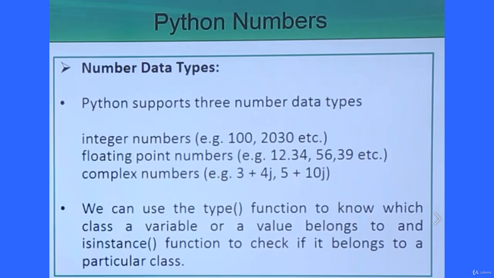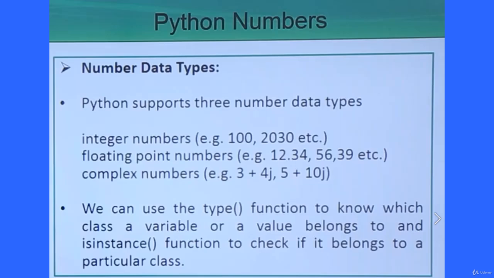Python numbers. We have different types of numbers we can represent in Python, and we shall be discussing them. Number data types: Python supports three number data types. The first one is the integer, for example 100 or 2030. Then floating point numbers, examples of which are given, and complex numbers, which are written in a particular format, like 3 plus 4j or 5 plus 10j.